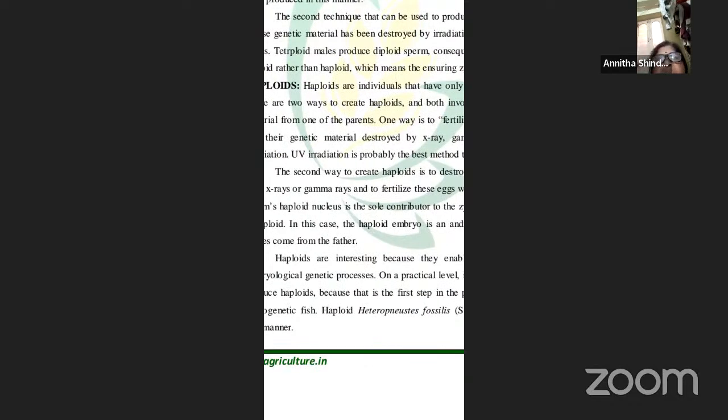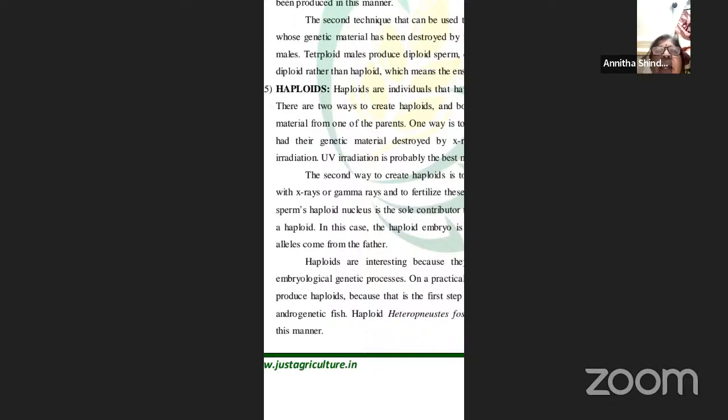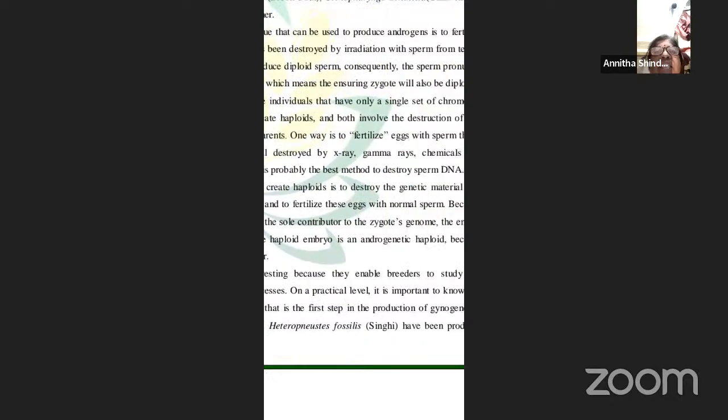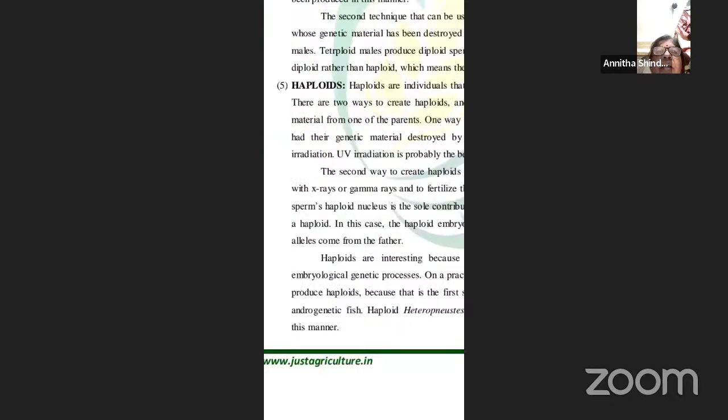Now to produce the haploid, what do we have to do? Haploids are nothing but individuals having only one set. Diploid is having 2 sets of chromosomes, triploid having 3 sets, tetraploid having 4 sets, and haploids are having only 1 set of chromosomes. So to produce the haploids, there are 2 ways to create them, and both involve the destruction of the genetic material from one of the parents.